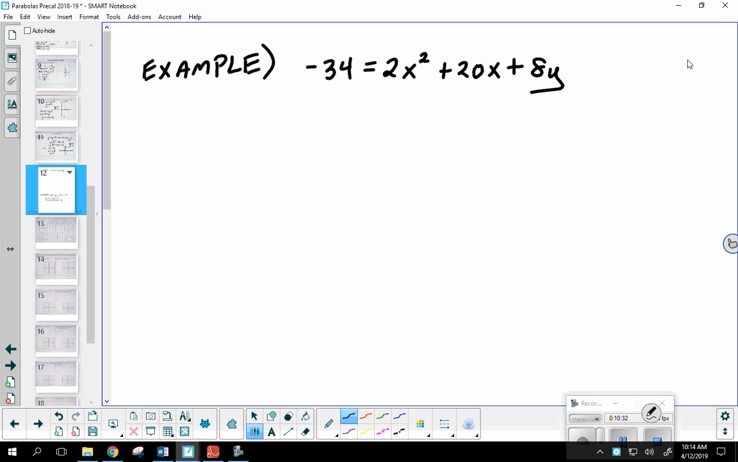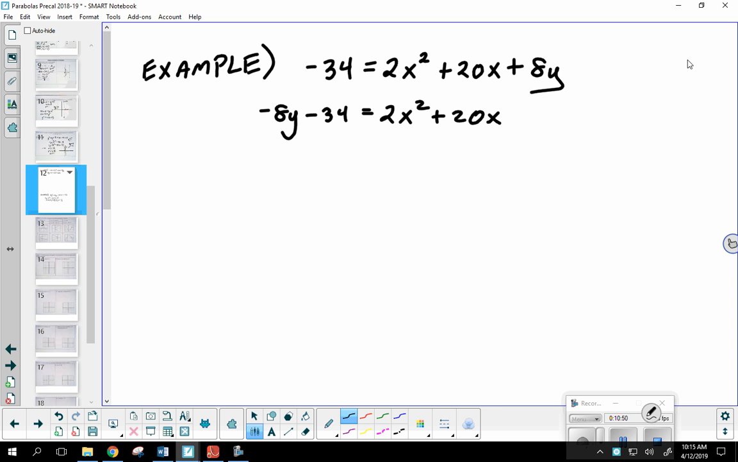Now, any term that I'm not going to complete the square with, I would move it to the opposite side. So let's get rid of that 8y. So negative 8y minus 34 is equal to 2x squared plus 20x. Okay. Now, we're not quite ready to complete the square yet.